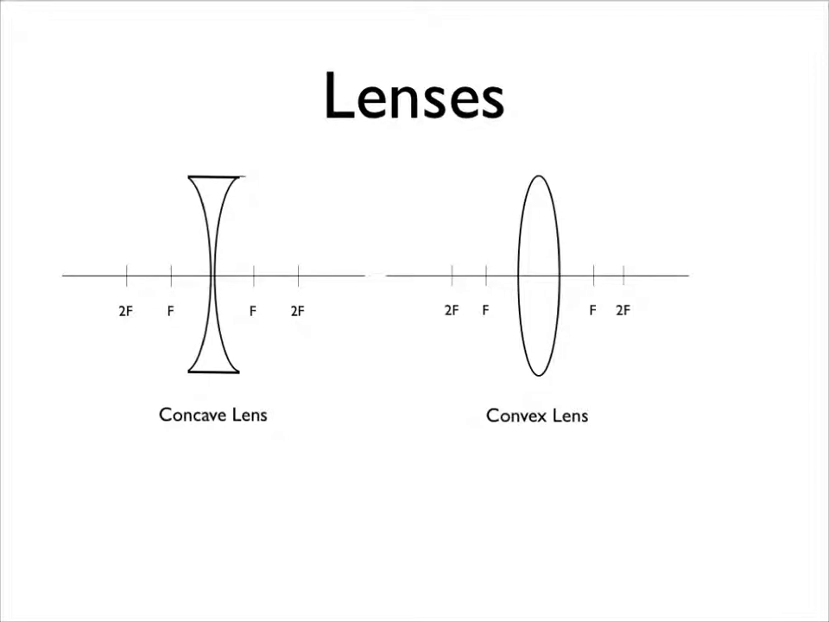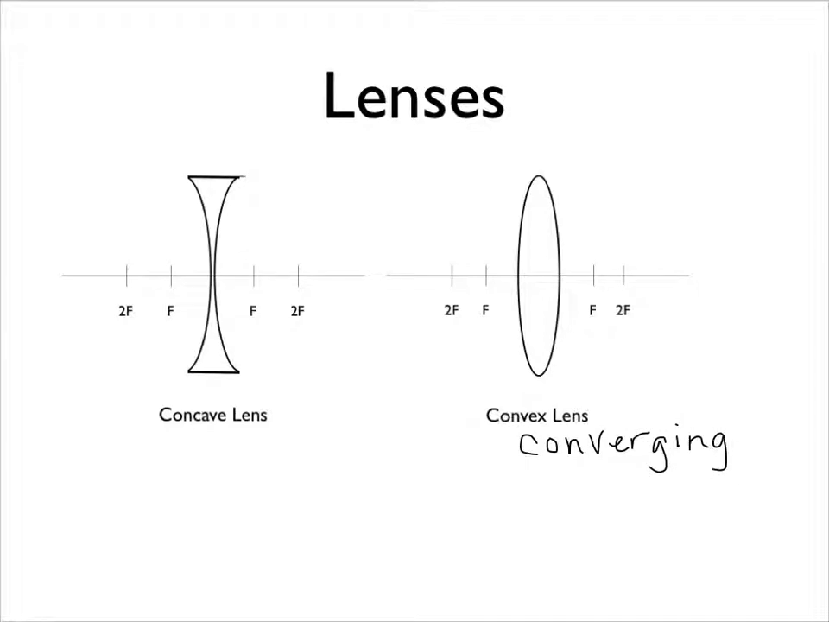So before we get into how glasses or contacts correct poor eyesight, let's look a little bit at how lenses work in the first place. We're going to start with the convex lens here. And the reason we're going to start with the convex lens is because the convex lens is most like the lens that is in your eye. A convex lens is a converging lens. And converging means to bring together.